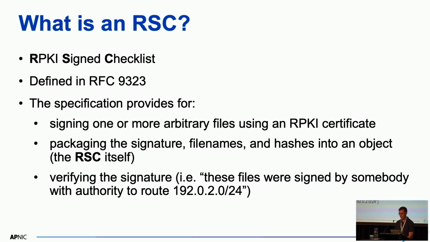So first is RSCs. RSC stands for RPKI Signed Checklist, and it's a new object type in RPKI that allows for packaging together a signature over a set of files and then distributing that to a third party. So to generate that, a user takes a set of files, hashes the file content, signs the file names and the hashes, gets it together into an object, and then sends it to somebody who wants to verify that it's been signed by somebody who has a certain set of IP addresses or AS numbers.